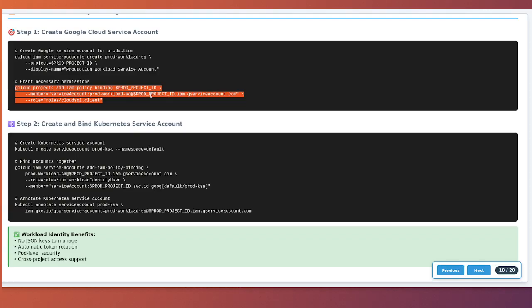The IAM policy binding is the key step. It grants the Kubernetes service account permission to impersonate the Google service account. The annotation on the Kubernetes service account completes the binding, telling GKE which Google service account to use when pods use this Kubernetes service account.